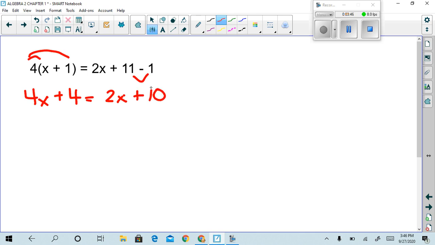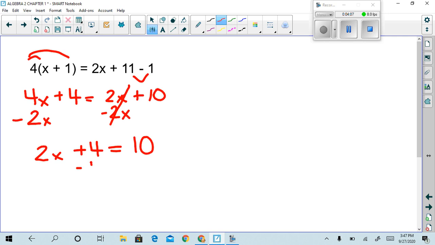11 minus 1 is 10. Now comes the part where you say there's variables on both sides. Let me subtract 2x to bring it over to the other side. 4x minus 2x will give me 2x plus 4. This canceled out, and we're left with 10. Now let's do those two inverse operations. Let's subtract 4. I'm not putting in a whole lot of negatives or fractions or decimals. I'm just trying to go over some basic problems.